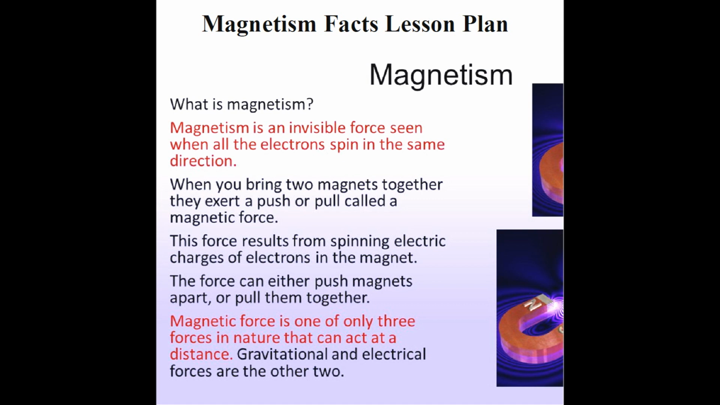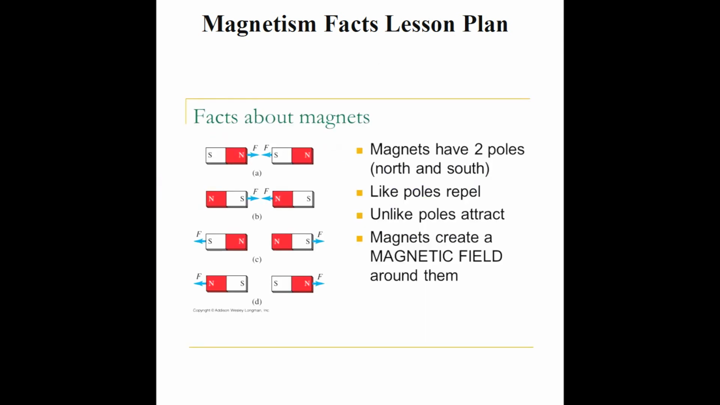Magnetic force is one of only three forces in nature that can act at a distance. Again, magnets have two poles, north and south pole. Like poles repel, unlike poles attract, and magnets create a magnetic field around them. So it doesn't matter the shape or the size of a magnet.